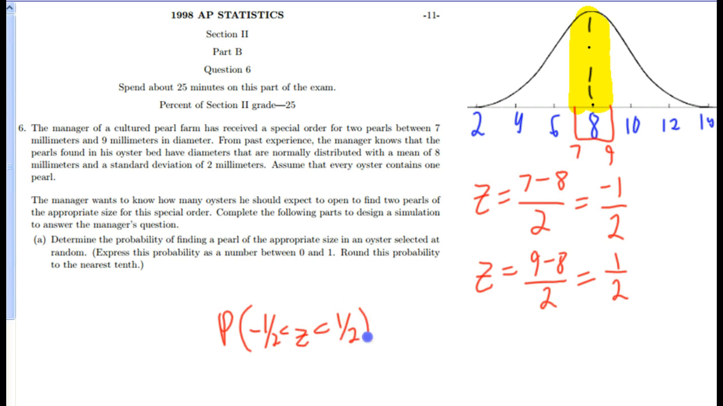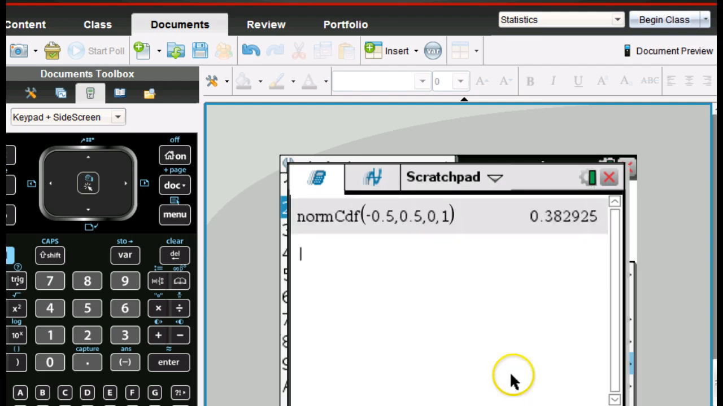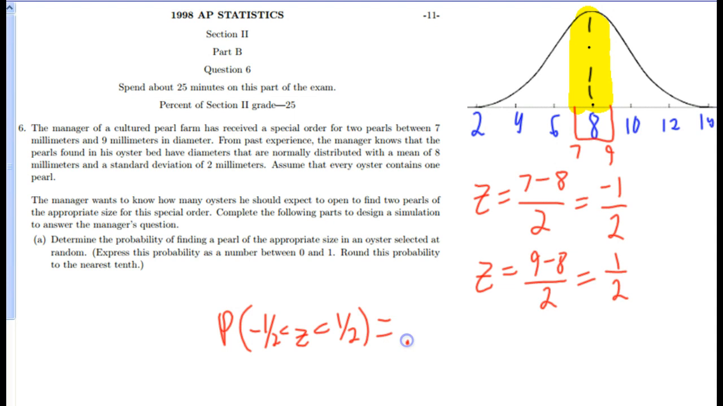So you might say it this way: the probability of z being in between negative 1/2 and 1/2 is equal to, then get your calculator out and type in this information, and you get 0.38. Now, if you read the directions closely, it says determine that probability and express this as a number between 0 and 1. Round this to the nearest tenth. If you didn't read that, they might still mark it correct, but they want you to round this to 0.4. So that would be our answer for this one.